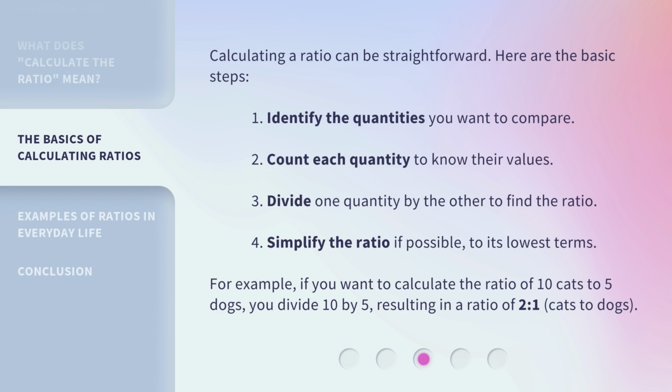Calculating a ratio can be straightforward. Here are the basic steps. 1. Identify the quantities you want to compare. 2. Count each quantity to know their values. 3. Divide one quantity by the other to find the ratio. 4. Simplify the ratio if possible, to its lowest terms. For example, if you want to calculate the ratio of 10 cats to 5 dogs, you divide 10 by 5, resulting in a ratio of 2 to 1, cats to dogs.